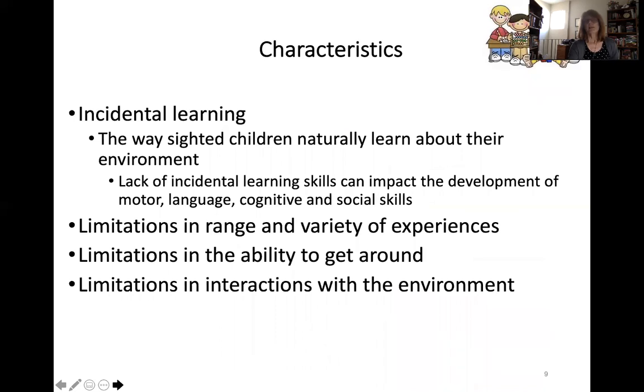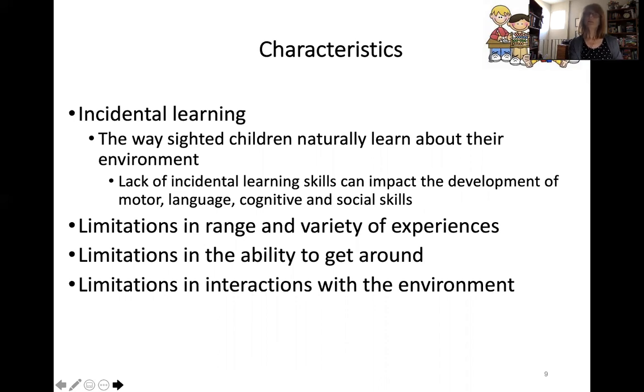One of the things that I want you to understand is that these are, again, extraordinarily generalized characteristics. It is really important, as we consider children without disabilities to be individuals, that we consider children with disabilities to be individuals. There are lots of ranges in terms of their experience, their ability to get around, and how they interact with the environment. And it all has to do with how they function in the world.